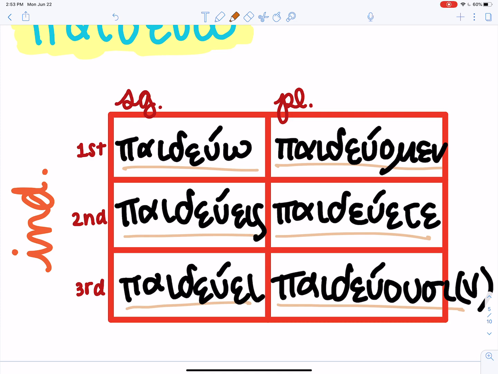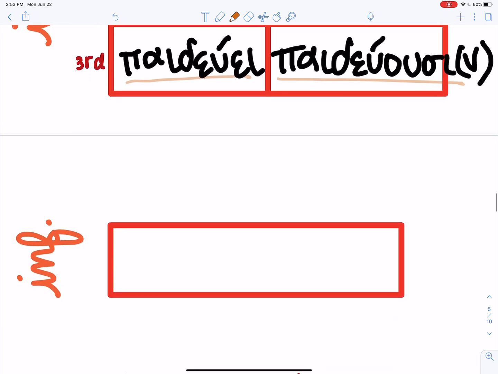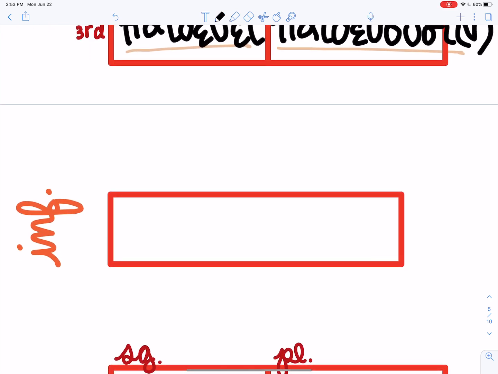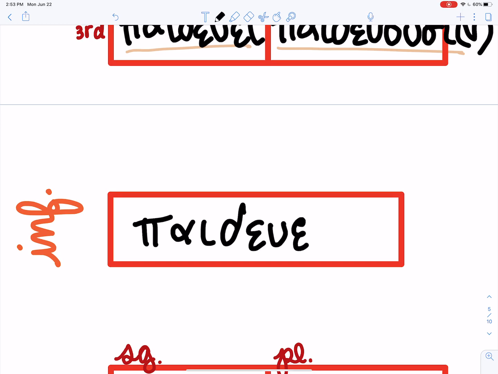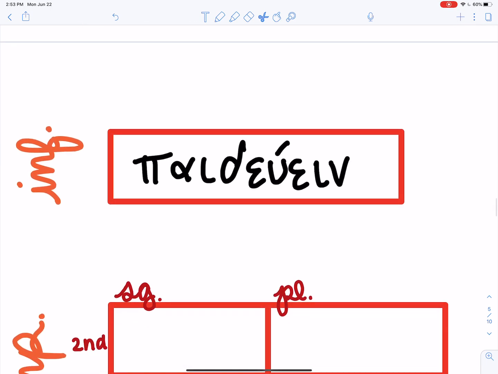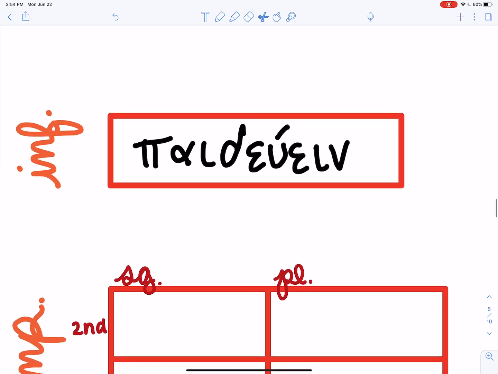Okay, on to infinitive. So we take our stem again, the paideu, and then we're going to add our ending, ein. Ein. So we put our acute on the ultima. The ultima here is long because we have that diphthong. Now we move that acute back one syllable. Paideuein. Okay, and that means to teach.